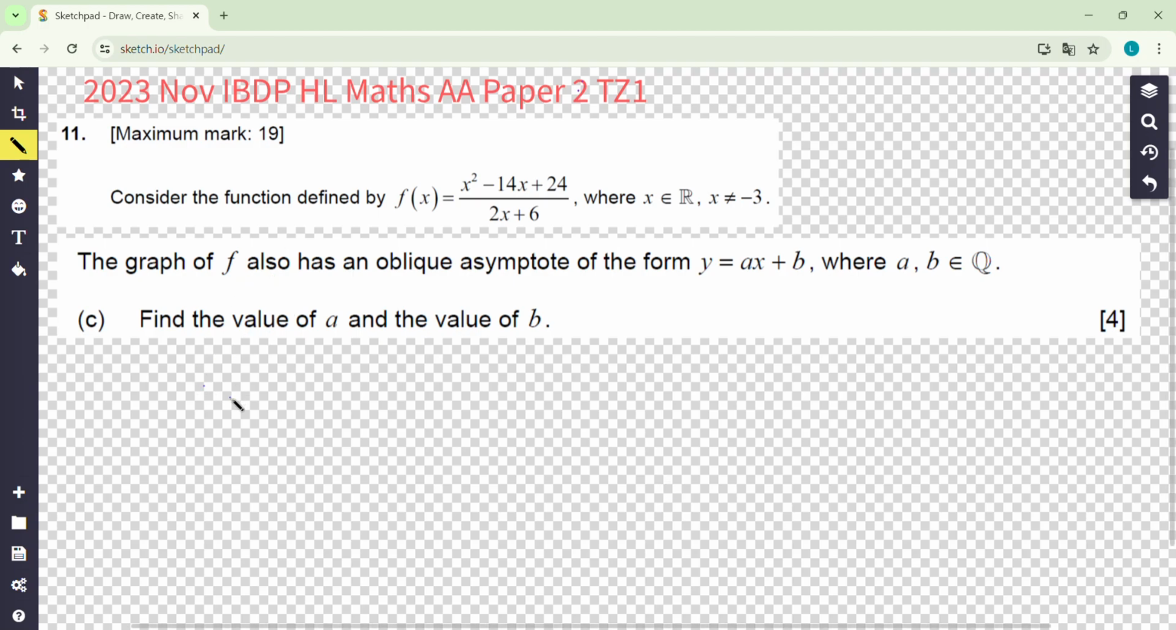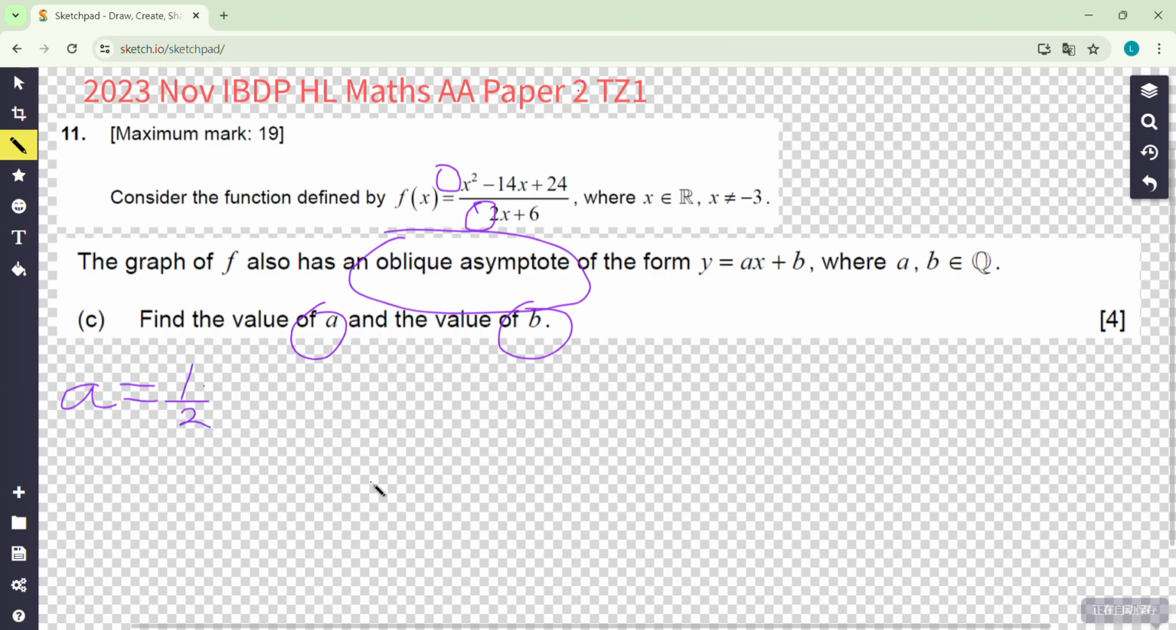11c is about finding the oblique asymptote. There are two values, a and b. So first, how to find a is to compare the coefficient of the largest term. One is 1 and one is 2. So a equals 1 over 2.